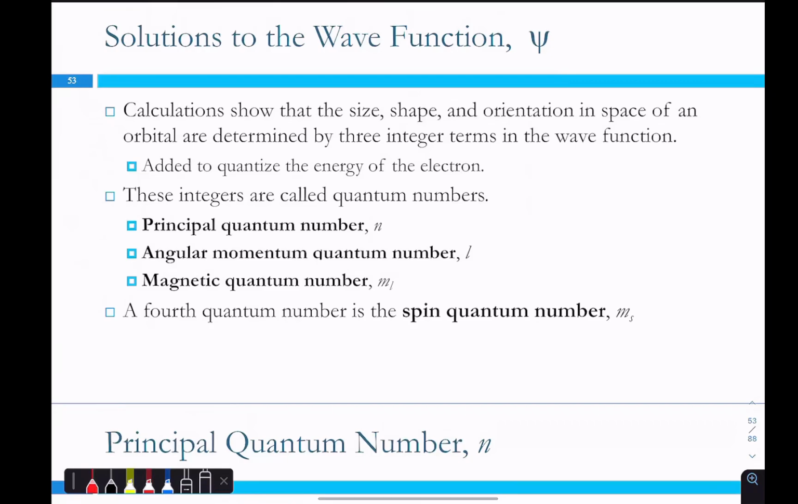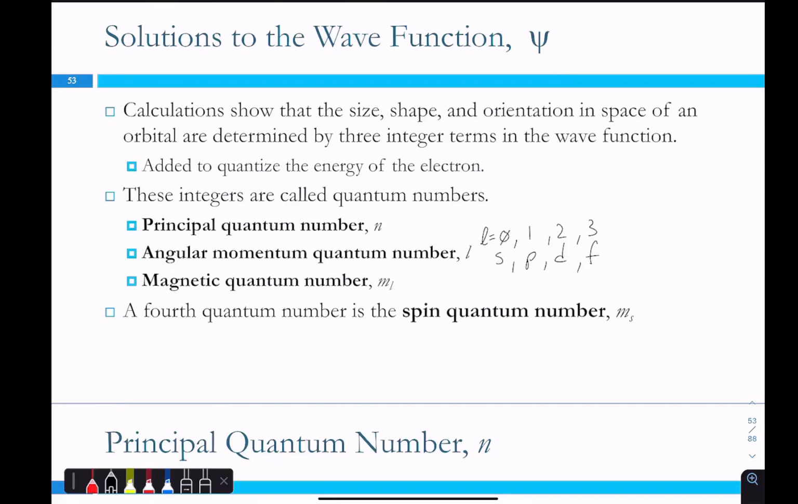The angular momentum quantum number is going to be the type of orbital. So that's your s, p, d, and f. I'll write that here. But they'll be represented instead by a number, and that'll be l equals 0, 1, 2, 3. So 0 is s, 1 is p, 2 is d, 3 is f.